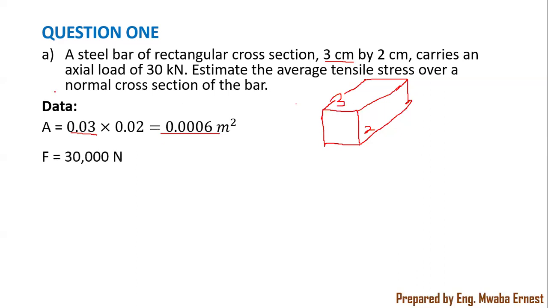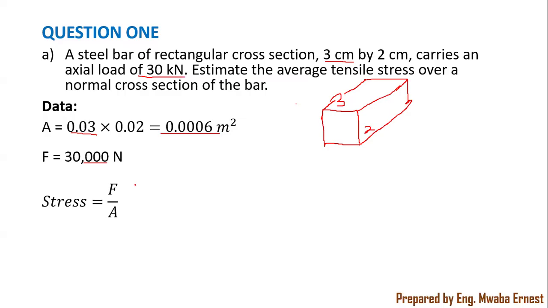Apart from that, we've also been provided with the load. We're talking about the force acting on it, which is 30 kilonewtons. 30 kilonewtons means we multiply 30 by 1,000. So that's why you are seeing 30,000 newtons. We don't leave it in kilo for now. We want it converted to the unit which is easier to relate with. So that's how we have 30,000 newtons. Then let's talk about the formula for stress. Stress is force over area.